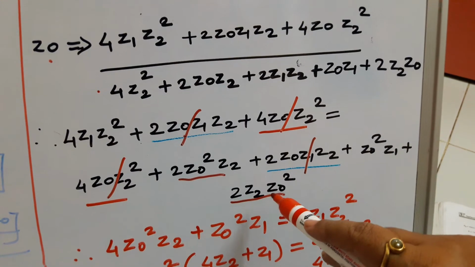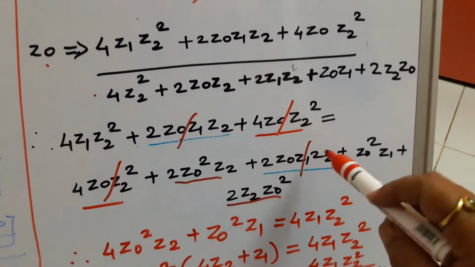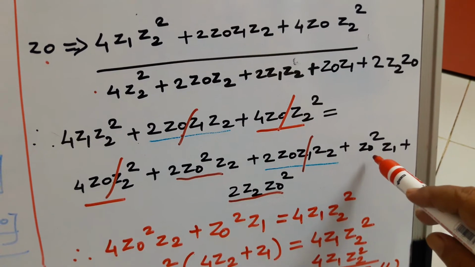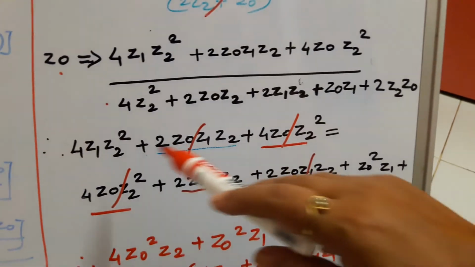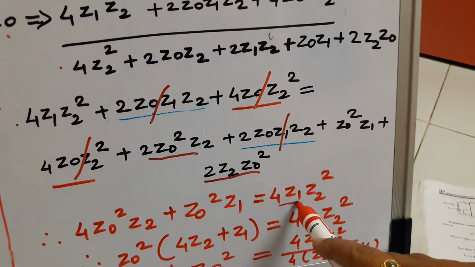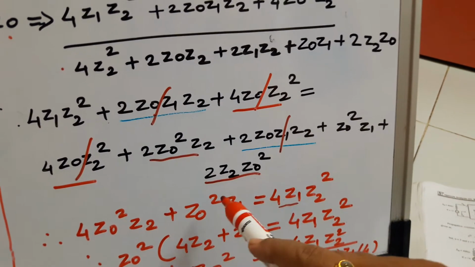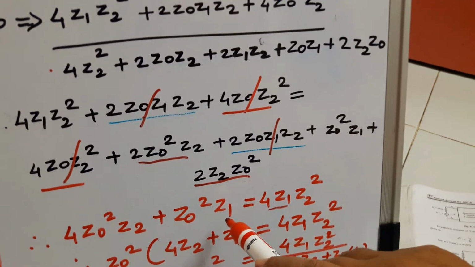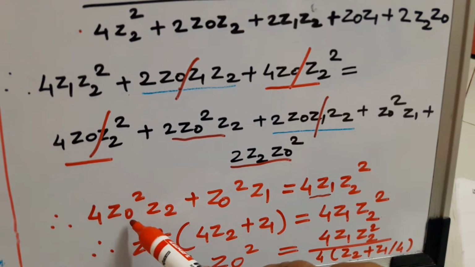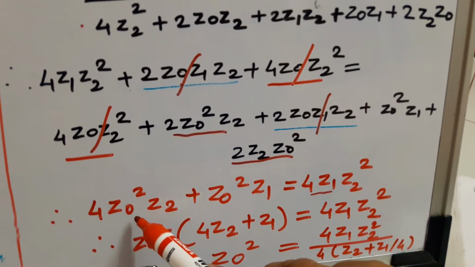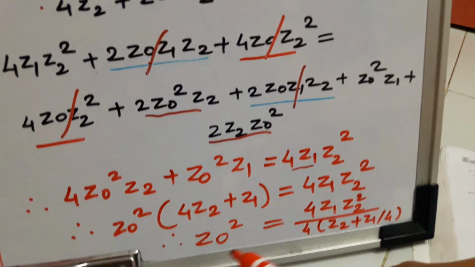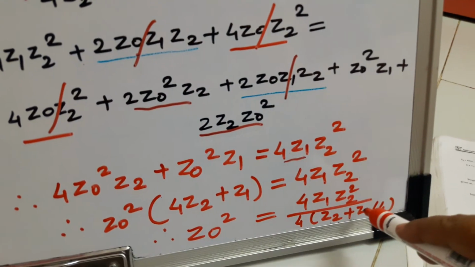So in the right hand side there are only two terms, 4 times Z0 square Z2 plus Z0 square Z1, and in the left hand side there is only one term, so we have written it. Left hand side term is written here, 4 times Z1 Z2 square is equal to this right hand side term. Now try to adjust the things. Here we want to have a derivation for Z0, so let us take Z0 square common. So we will be left with 4 times Z2 plus Z1, and right hand side as it is. So transfer this bracket to the right hand side.